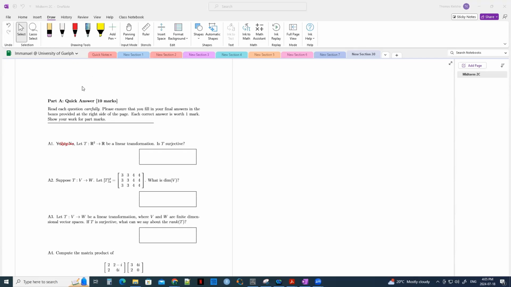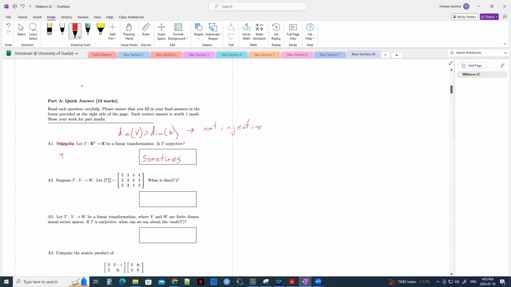So the first question we have, A1, is: let T be a linear transformation from R2 to R. Is T surjective? With it being a linear transformation, we have that the dimension of V is greater than the dimension of W. This implies that it's not injective, but it doesn't tell us anything about surjective. It means it could be surjective or could not be surjective. So this is sometimes.